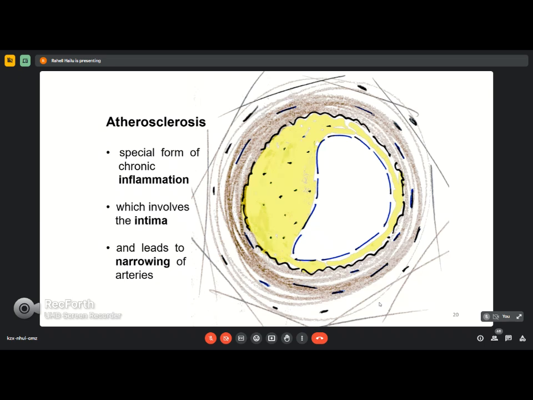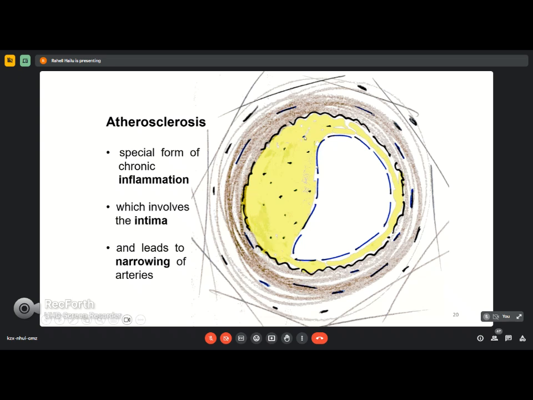So atherosclerosis is a type of chronic inflammation that involves the intimal wall. So here we have the endothelial surface, and the yellowish part you see here is what we call the atherosclerotic plaque. This is it, and that is just beneath the endothelial layer. So that is the subendothelial intimal layer, right? So it is mainly intimal, and we have the internal elastic layer here, and we have the smooth muscle, and then we have the adventitia.